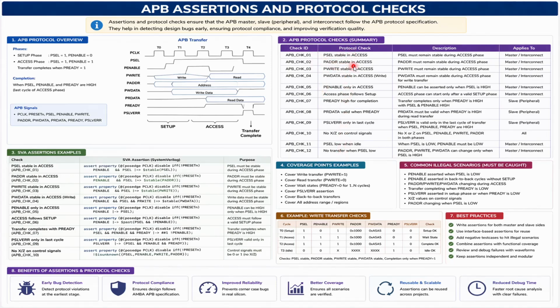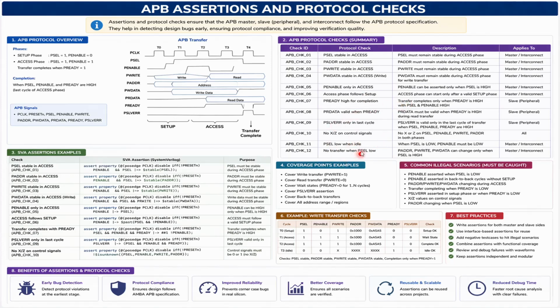Similarly, the PADDR signal should be stable during the access phase. PWRITE should be stable in the access phase. PWDATA should be stable in the access phase. PENABLE should be 1 in the access phase. So in this access phase, we check whether all the signals are maintained stable or not. If anything is not maintained stable, then a protocol violation happens.